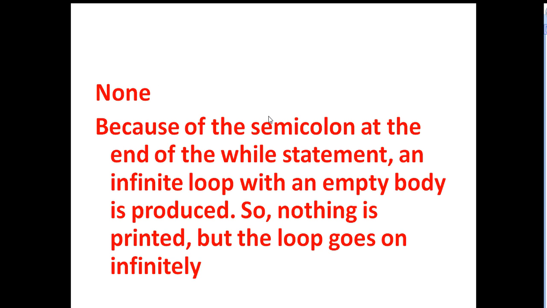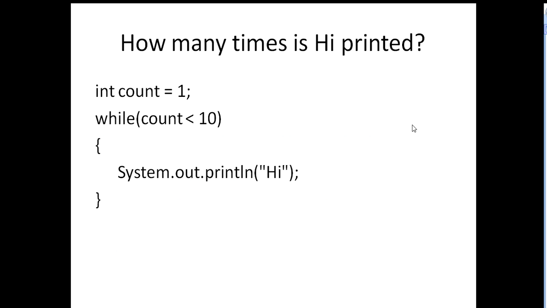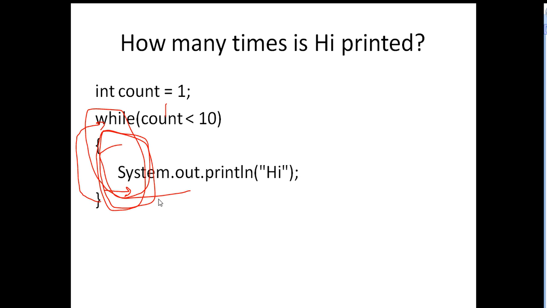Okay, the next one, how many times is high printed? Okay, so try this again. So you look at it, and you'll see that count is never updated. So count is 1. 1 is less than 10, so it prints high, and then it goes back here without changing count. So it's always going to say is 1 less than 10. So it just keeps on going and going and going. So it's an infinite loop when the loop control variable is not updated.